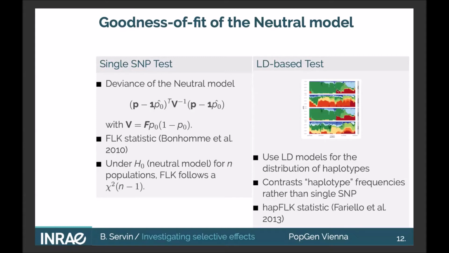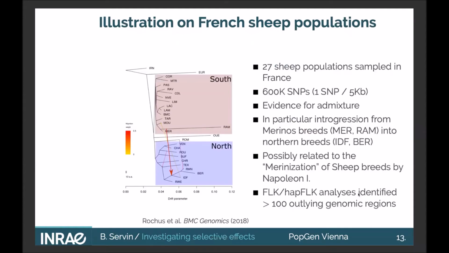And here you have a representation of the haplotype frequency in 4 different populations. And so, again, in the same spirit as the FLK test, we can ask, does our distribution of haplotype frequencies in our populations match the neutral expectation? And this is what was called the hapFLK statistic, and that was developed by Marianne Fariello while she was doing a PhD study in the lab. And we showed that this statistic had good properties, that it had increased power in some situations over the FLK statistic. Okay.